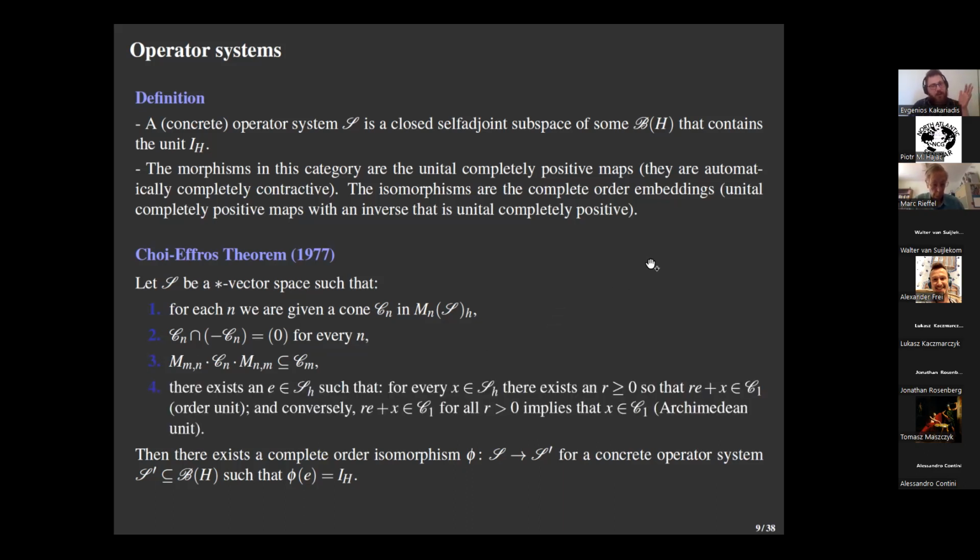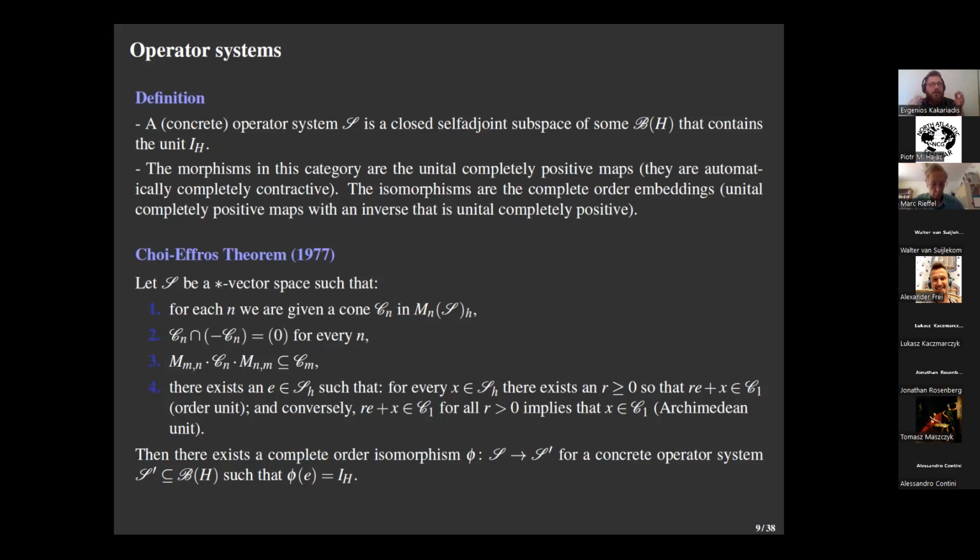You also assume that you have what's called an order unit, which becomes an Archimedean unit. I'm not going to go through the definition, but if you were concretely represented, that would play the role of the unit of B of H. And if these things happen, then you can find a complete order isomorphism from your star vector space with this data to a concrete operator system, that also sends the Archimedean unit to the unit of B of H.